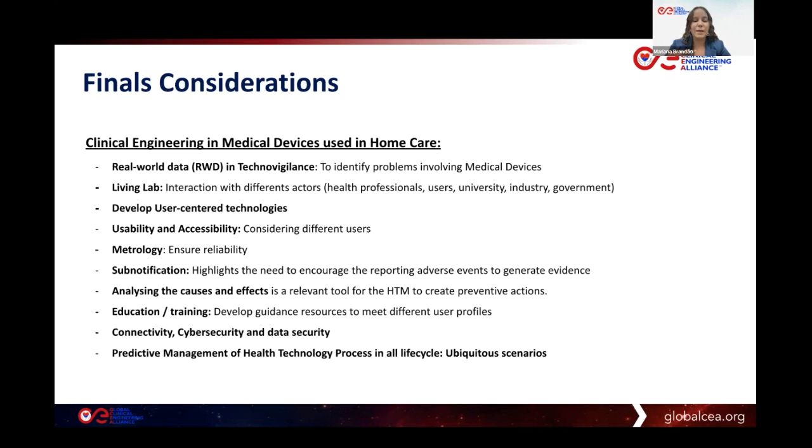For example, we can apply the usability techniques to develop better technologies with better usability and accessibility. Here, in the Institute of Biomedical Engineering, we are developing a living lab, an ecosystem living lab, with the interaction between different actors, such as health professionals, users, university, industry, and government. We need to integrate the different actors to identify the problems and the perspective of each other, and we can develop user-centered technology. So we need to integrate the different perspectives of different actors to develop technology with better usability and accessibility, considering different users. It's really important to involve the users in all this context.